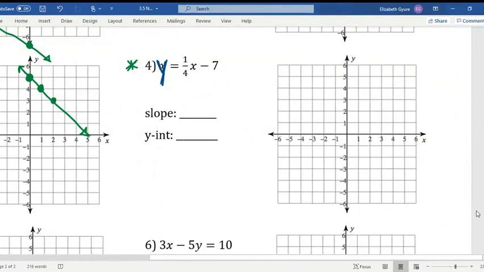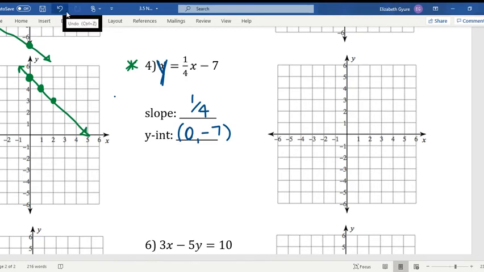Okay. Anyway, number 4. All right, this one, I apologize. I gave you guys, you needed a bigger graph for this one, but that's okay. We'll get through it. Dallas, what's my slope for number 4? Yeah, 1 over 4. Lynn, what's my y-intercept? Yeah, 0, -7. Bailey, where's the first place I should put a dot for this one? Yeah, it's gonna go a little off the graph.